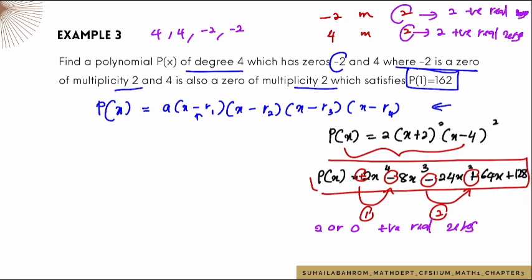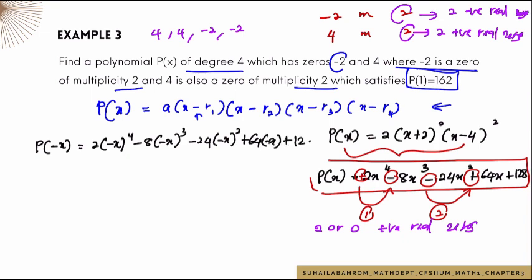For possible negative real zeros, we have to substitute x with negative x. So 2 negative x to the power of 4, minus 8 negative x to the power of 3, minus 24 negative x squared, plus 64 negative x, plus 128. When you expand the negative signs, you will get positive 2x to the power of 4, positive 8x cubed, negative 24x squared, negative 64x, and positive 128. So we have to detect how many changes in sign here.